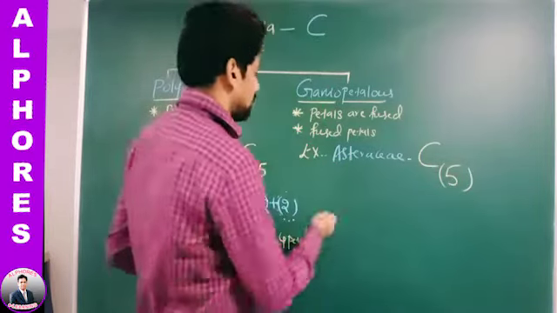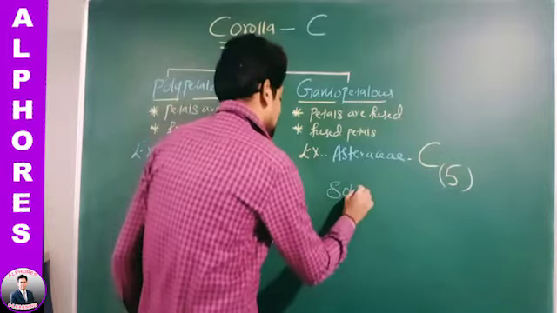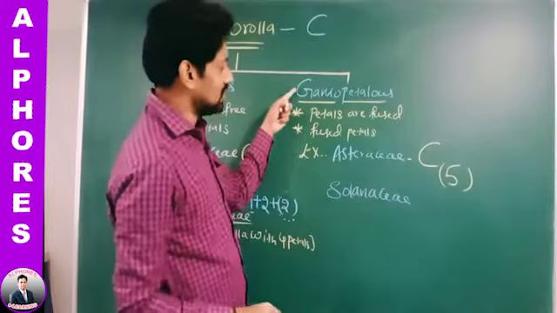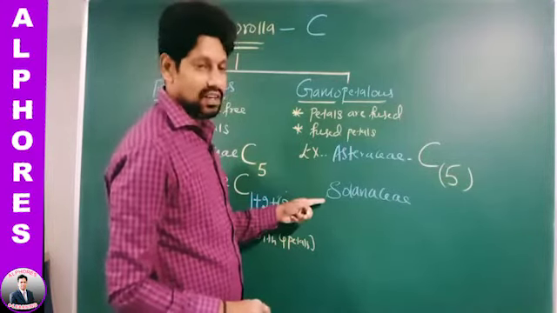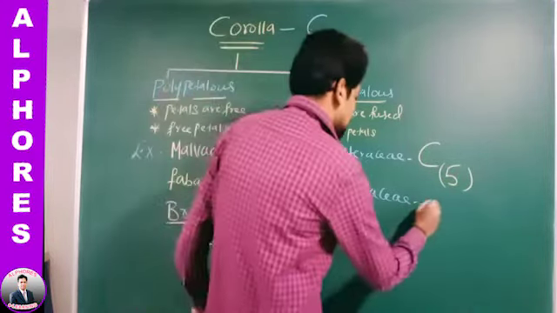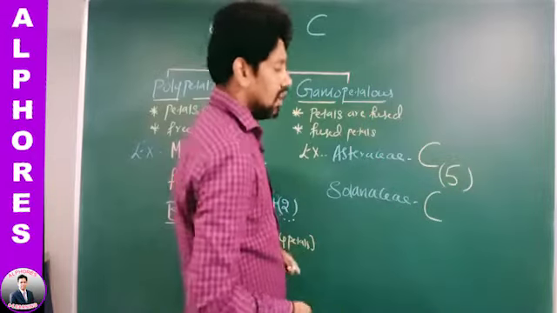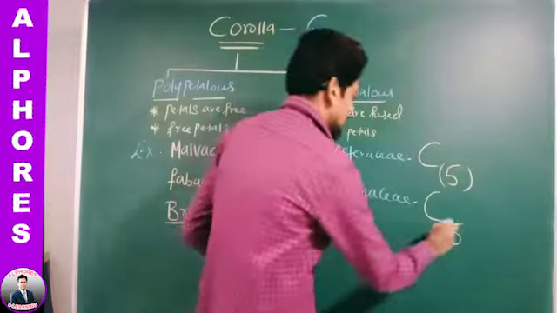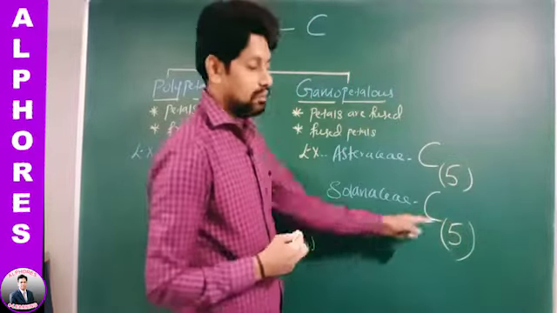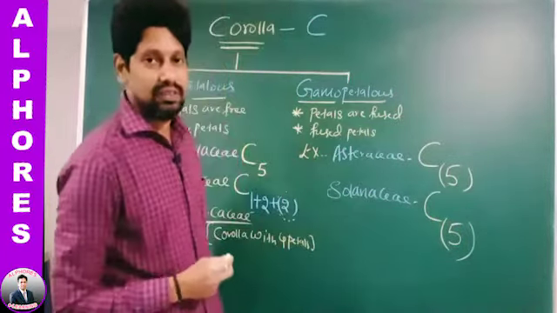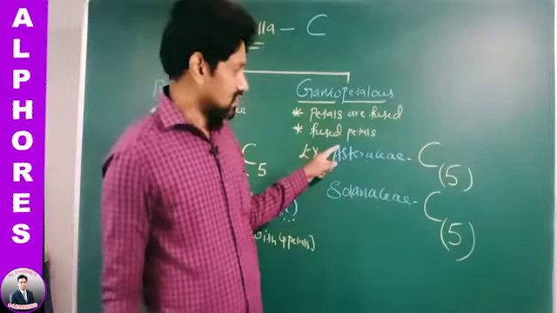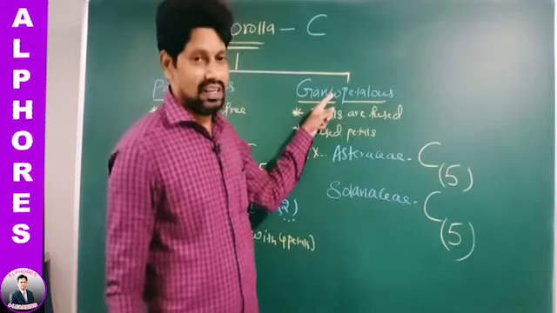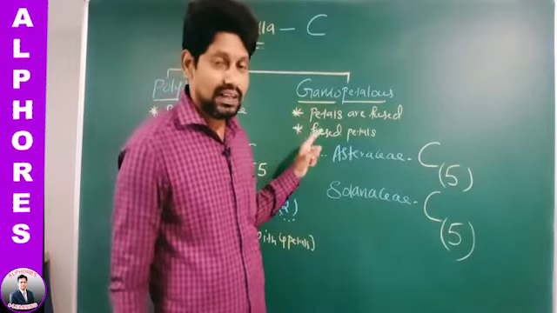Okay, now go for the next family. Solanaceae family, I am writing examples for Gamopetalous condition. First one is Asteraceae, second one is Solanaceae. In case of Solanaceae, corolla with how many petals? 5 petals. These 5 petals are fused, so I kept these 5 inside the brackets. Therefore, Asteraceae family, Solanaceae family are examples for Gamopetalous condition.